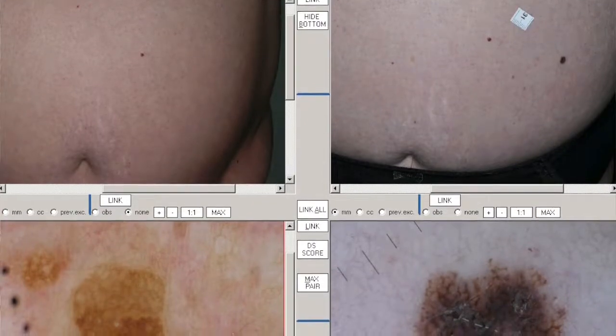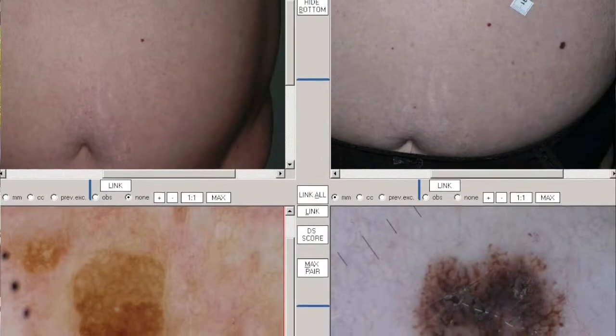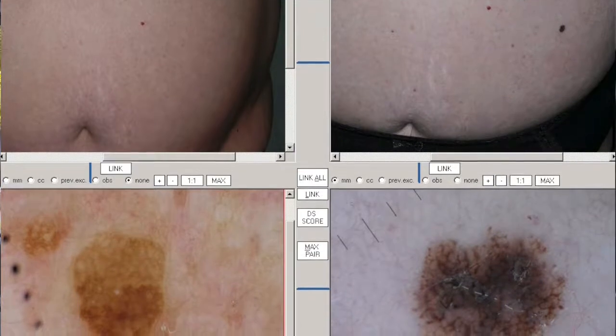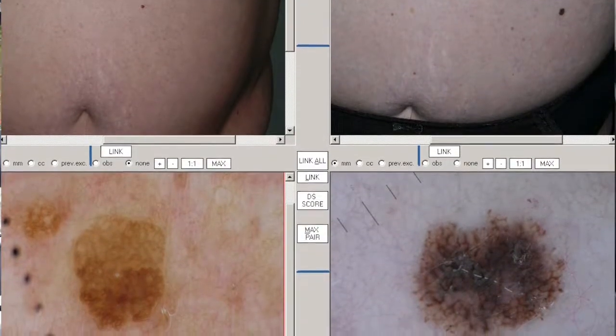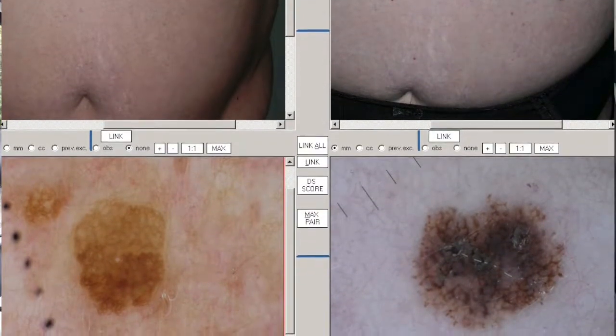When we make this comparative analysis, first we compare the regional images, when we can see the bigger regions of the body and we are looking for new moles or changing moles visible to the naked eye. Then we assess the close-up images, and finally we assess the dermatoscopic high magnification images when we can assess the fine structure of the mole. So this is how we do the comparative analysis.